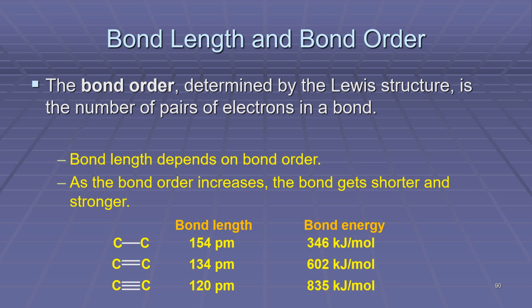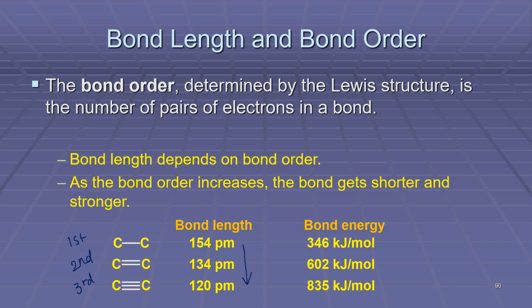If it's a single bond, it's first order. If it's a double bond, it's second order, and if it's a triple bond, it's third order. Now let's look at what happens with a bond. If you have a multiple bond, the radii, or the diameter, changes a little bit. So bond length decreases slightly as you go from a single to a double to a triple bond. So bond order increases, bond length decreases.